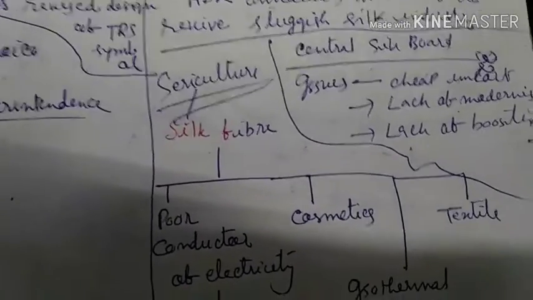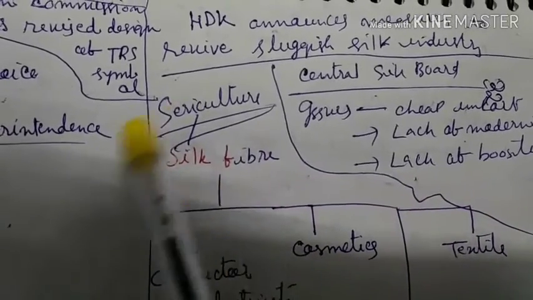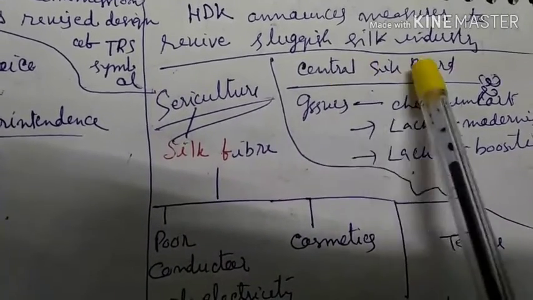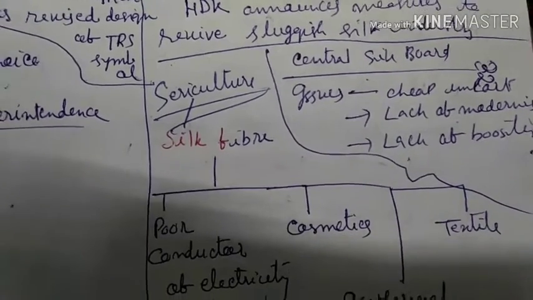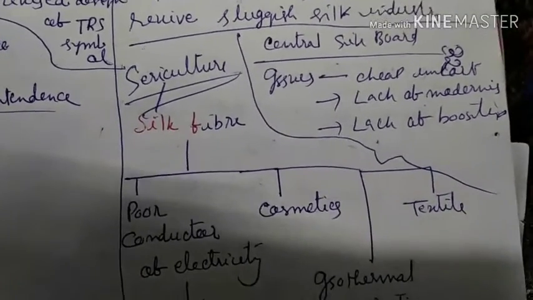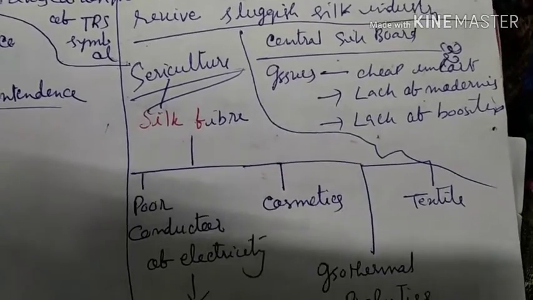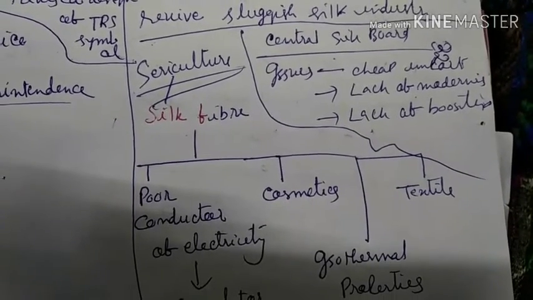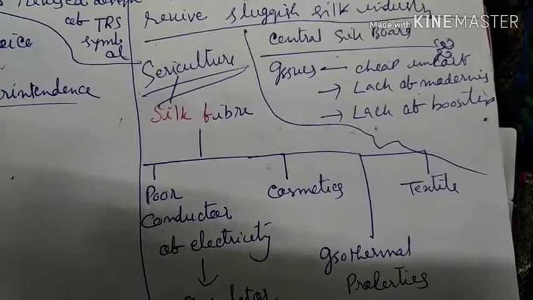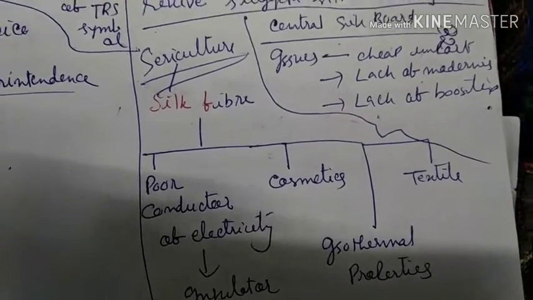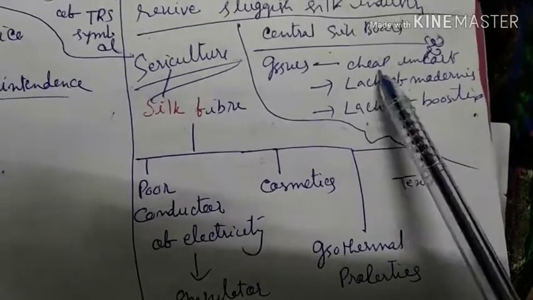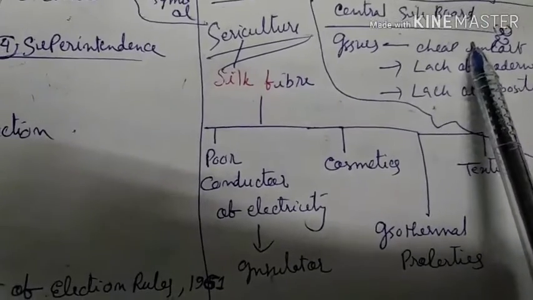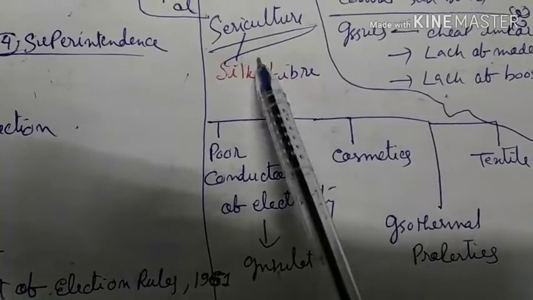Coming to another important article: "ASDK announces measures to revive sluggish silk industry." This article brings the reference of the silk industry. It comes under sericulture. So this actually brings the importance of the growth, prospects, issues and challenges faced by the silk industry in India. Central Silk Board is the apex board in India for policy making.